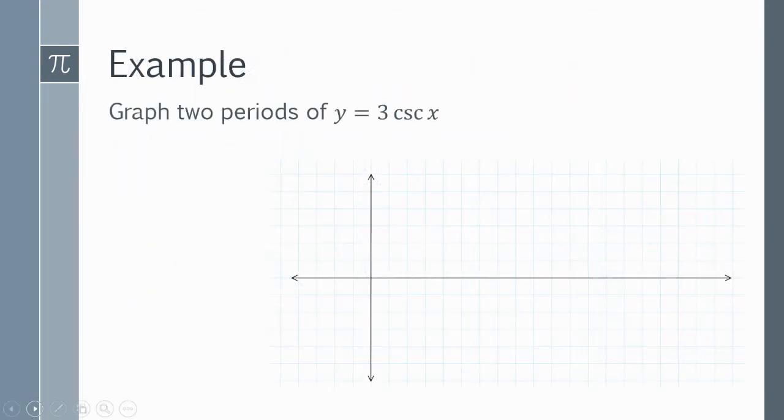Okay, so let's take a look at some examples. We want to graph 2 periods of y equals 3 times the cosecant of x. That means I first want to think about the graph y equals 3 times the sine of x. I want us to identify A, B, and if there is a C and a D. In this case there isn't a shift, so we don't have to worry about C and D. A is the number in front of the function, so that's 3. The absolute value of the number connected to x, that B value, is 1.